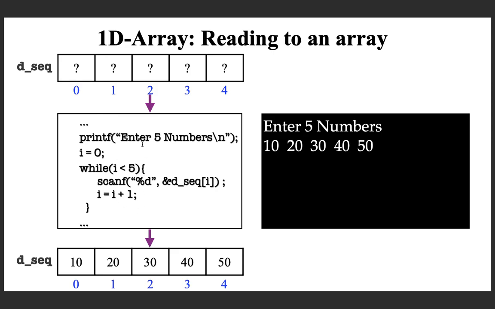executing this part of the code, this will be the array instance. At 0, you are storing 10, at 1 you are storing 20, at 2 you are storing 30, then 40 and 50 as entered by the user. So this is how you can read into the array. So the general format where the processing is scanf.